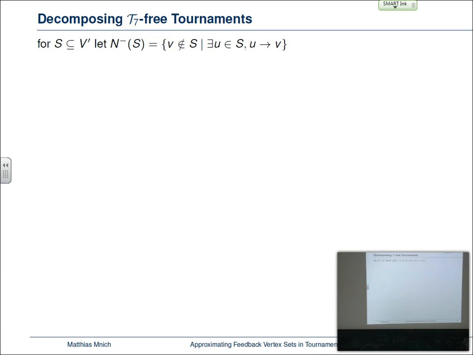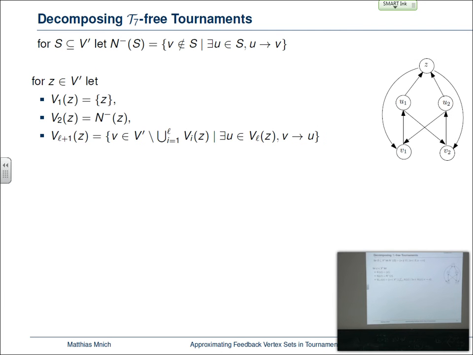So how does this layering work? That's the key property that we use. A very natural notation: for a set S of nodes, N minus of S denotes the set of in-neighbors, so the set of nodes that have some in-neighbor in S. And then we do the layering. We start with some arbitrary vertex Z. This will be our first layer, V1. The second layer, V2 of Z, will be all the in-neighbors of Z.